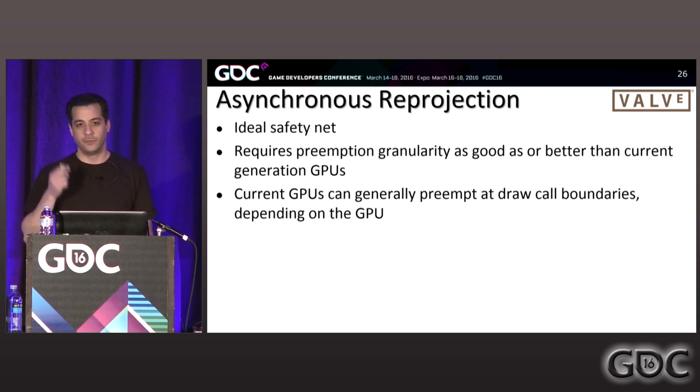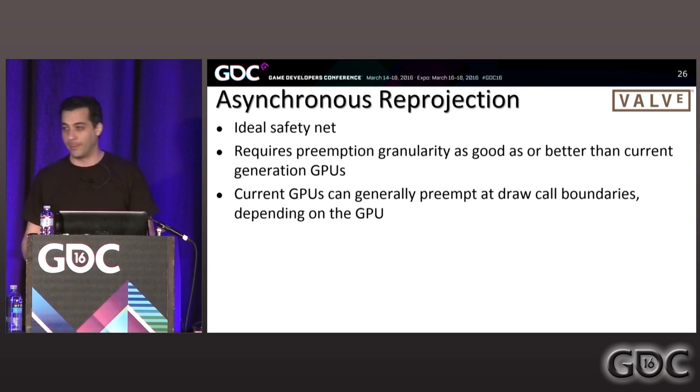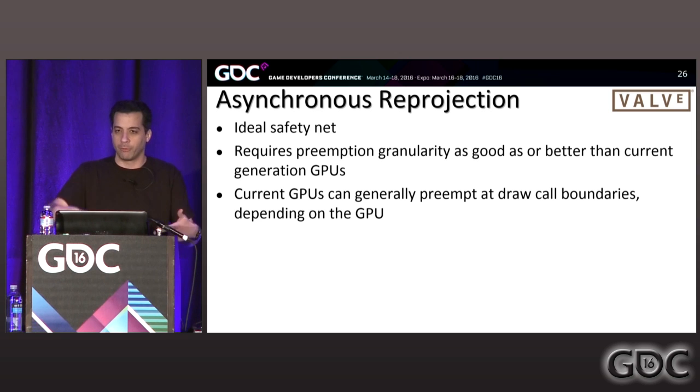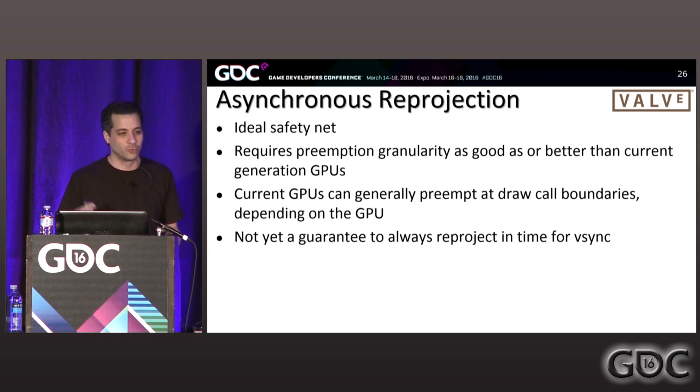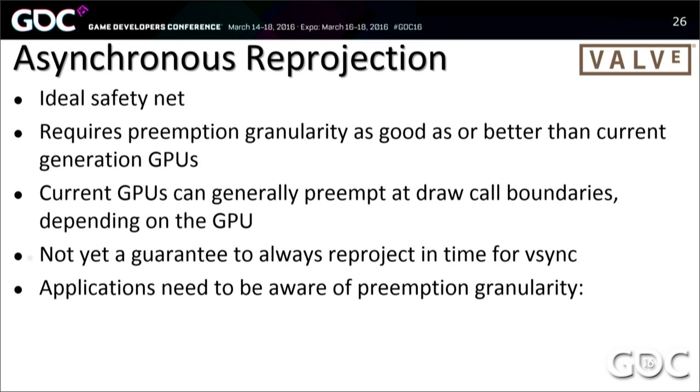That means if you want to step in and reproject at the end of a frame, and your VR system says step in half a millisecond before vsync or 1 millisecond before vsync, if there's a really expensive draw call happening, like a 2 millisecond post-process call, well, what's going to happen is it won't be able to preempt in time and you're going to miss vsync. So there's really no guarantee with current GPUs, the way you can preempt, the granularity, there's no way to actually guarantee you can preempt and get there in time. You have to play a lot of games with timing.